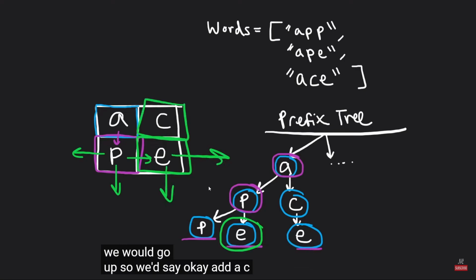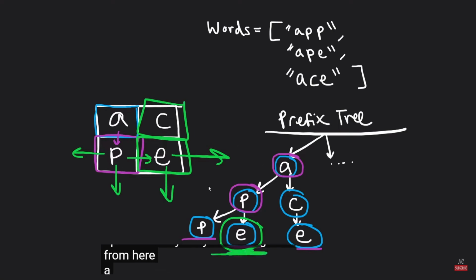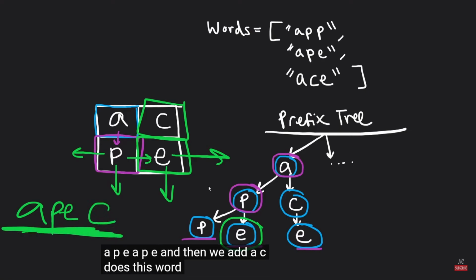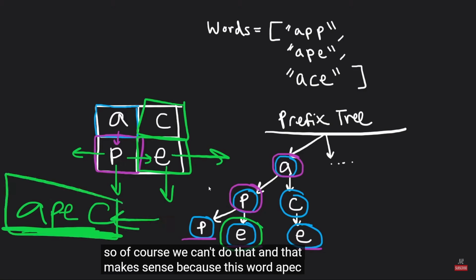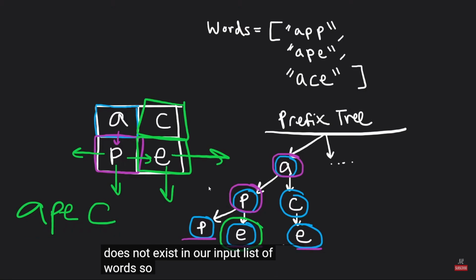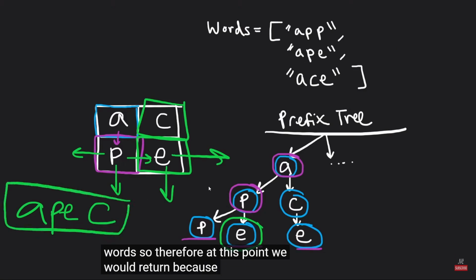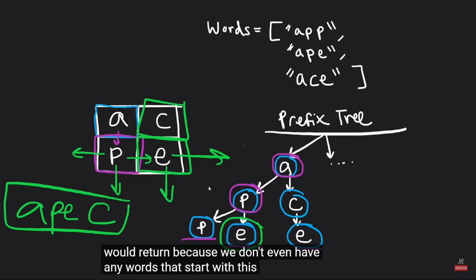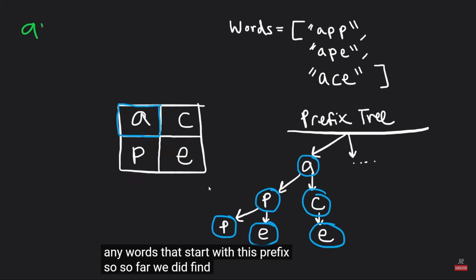So we'd say, okay, add a C. So from here, APE, and then we add a C. Does this word exist? Well, this does not have a child of C, so of course we can't do that, and that makes sense because this word APEC does not exist in our input list of words, so at this point we would return because we don't even have any words that start with this prefix. So far we did find one word, ape.